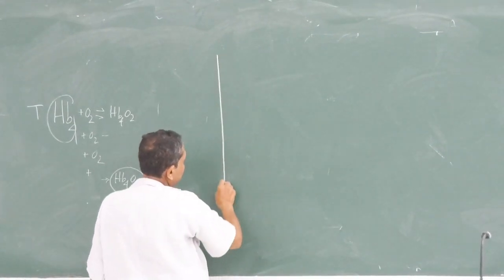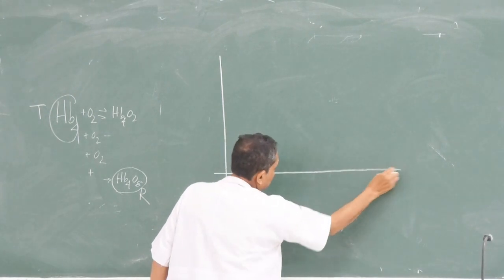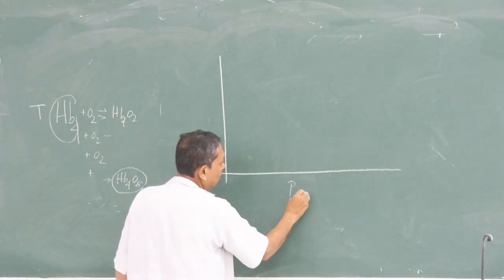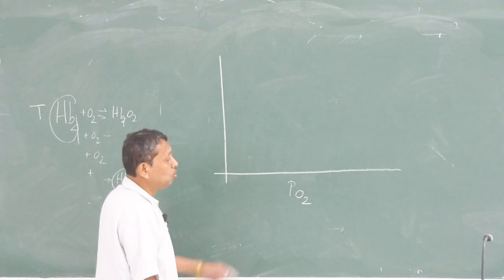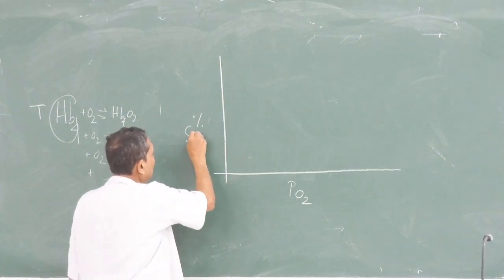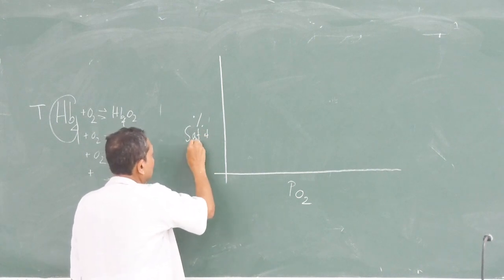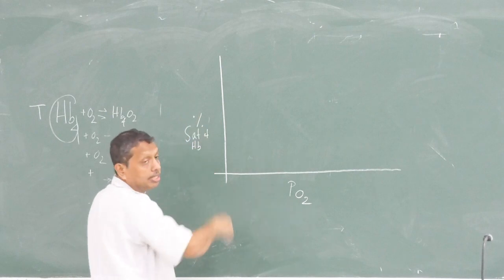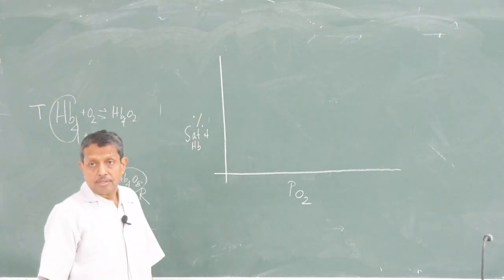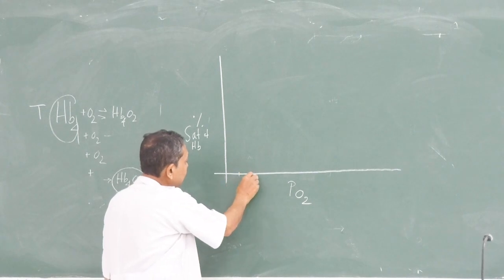It is important for the examination. Oxygen hemoglobin dissociation curve. That is the PO2 in the abscissa, and percent saturation of hemoglobin in the ordinate. And at different partial pressure, it is changing.